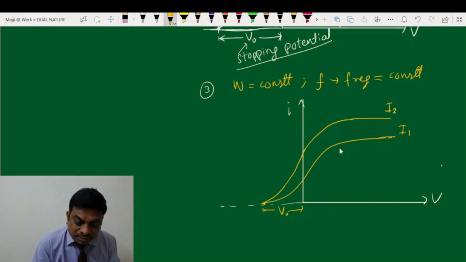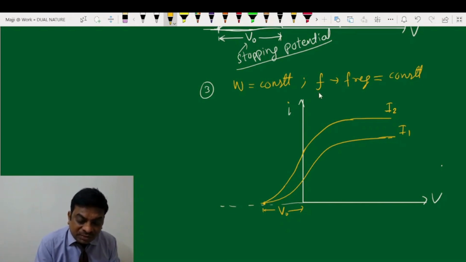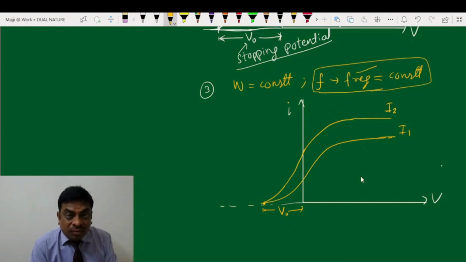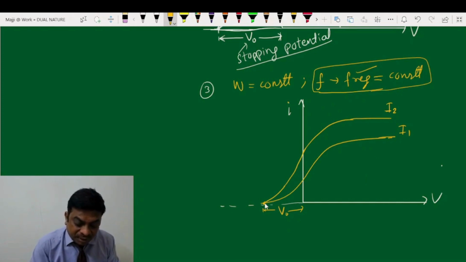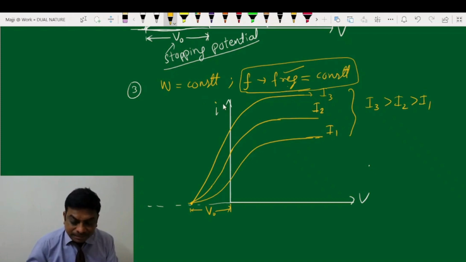But stopping potential will remain the same because we have not changed the energy of every single photon, because frequency is fixed. Frequency will decide the energy of every single photon. Unless you disturb the frequency, the energy of each photon remains the same. Then if we increase the intensity further, the saturation current will still increase. Here I have taken I3 greater than I2, which in turn is greater than I1. So you can see the stopping potential is independent of the intensity as long as the frequency is kept constant.